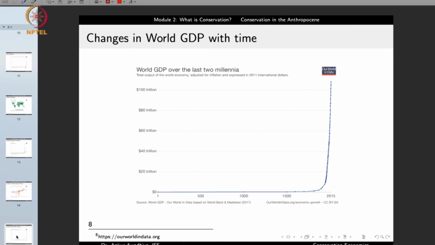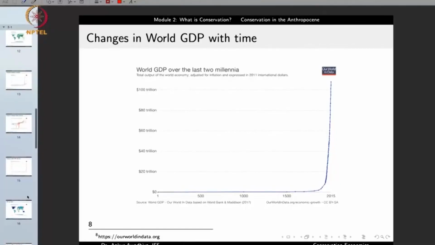Affluence can also be measured in terms of money that people have. And if you look at world GDP over the last 2 millennia, we see that here again we are seeing an exponential growth. Roughly after around 1600 AD, we start seeing an exponential growth. So the affluence has also been increasing with time. So when we say I is equal to P into A into T, the P component has been increasing, the A component has also been increasing.